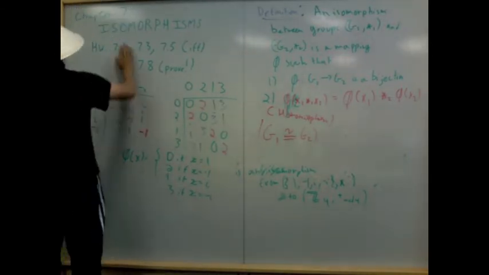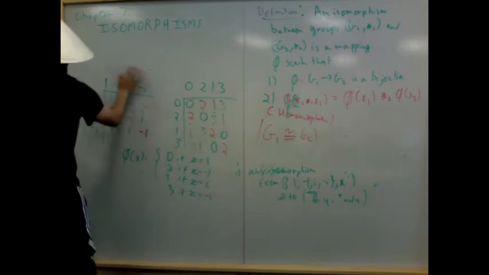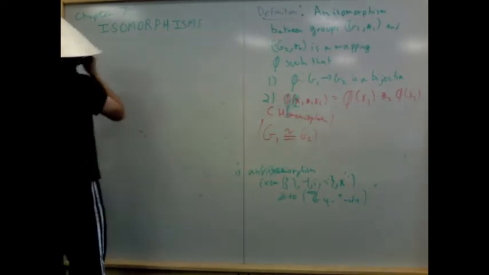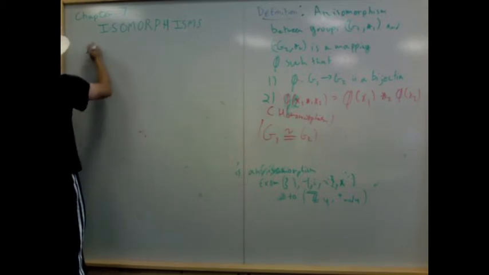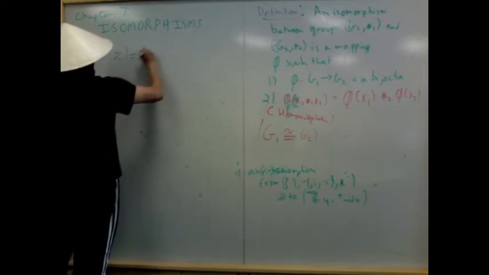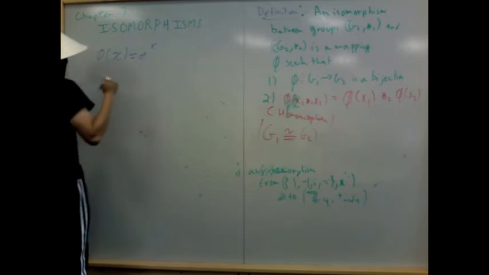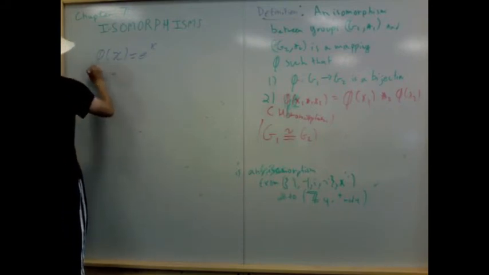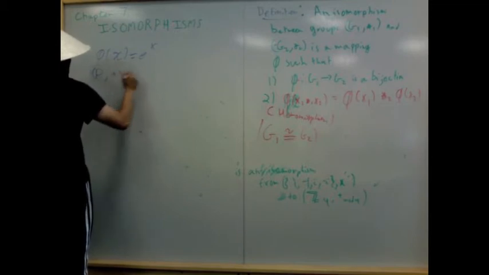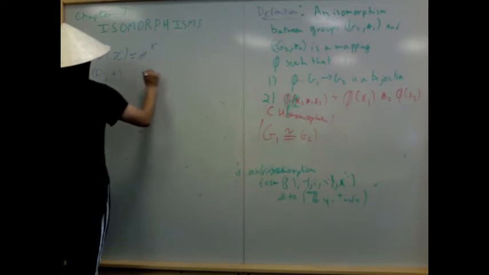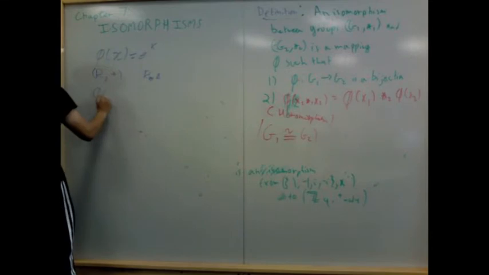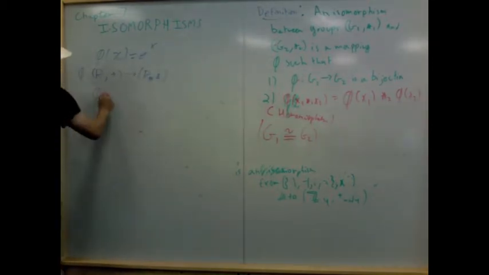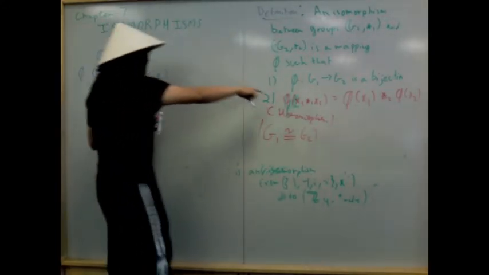Another example, let's look at one from last week. Last week we had the function phi of x equals e to the x, and we said it's a bijection from R to R positive. However, we also have an isomorphism. So let's look at the group R under addition, and the group R positive under multiplication. We know it's a bijection from last week. Now we're going to check the homomorphism property.